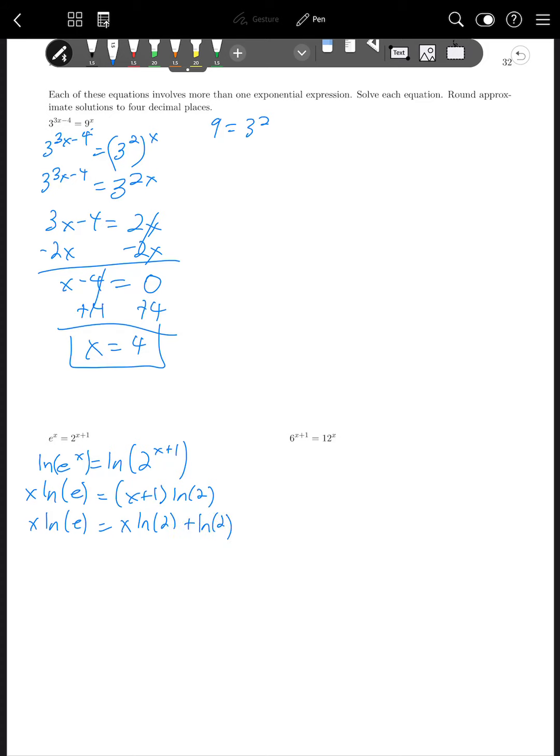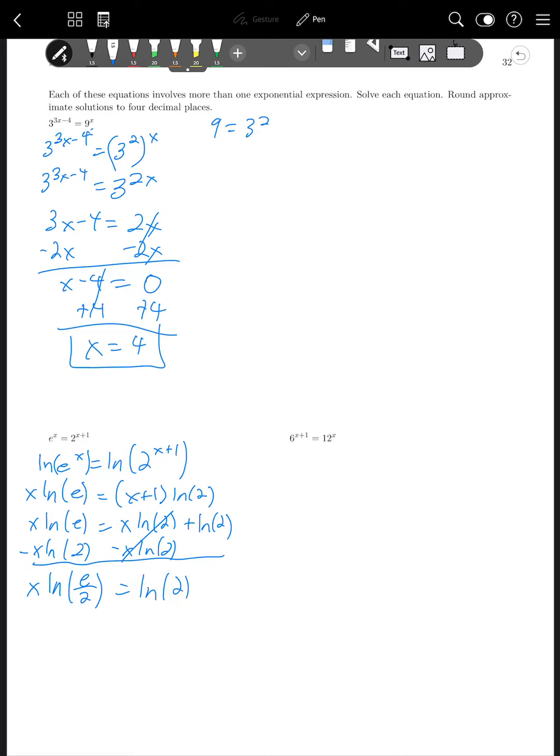Okay, like that. And now what we want to do is get the x's on one side. So subtract x times the natural log of 2. Now the reason I went back and did it this way is because there's a nice thing that can happen here. Those cancel. But over here, I'm subtracting two logarithms. So how do we combine two logarithms with the same base that we're subtracting? We divide. So this would be x times the natural log of e over 2.